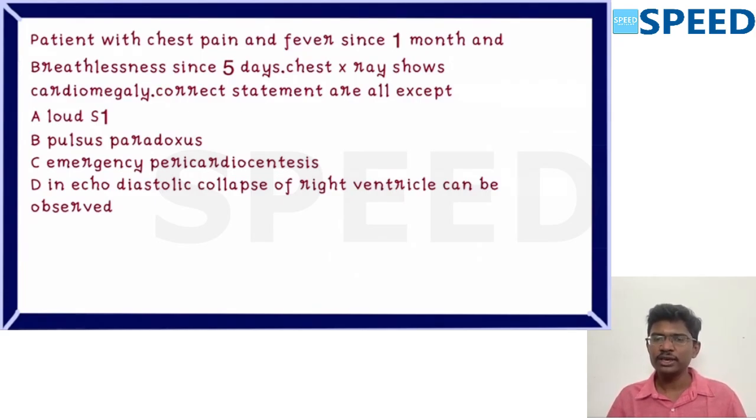So here if you see, they have given that the patient is having chest pain and fever since 1 month, and in the last 5 days the patient is developing breathlessness. And X-ray is also suggesting features of cardiomegaly. They are giving some history of pericardial effusion, which has progressed to develop into cardiac tamponade, and features are also suggestive of cardiac tamponade.